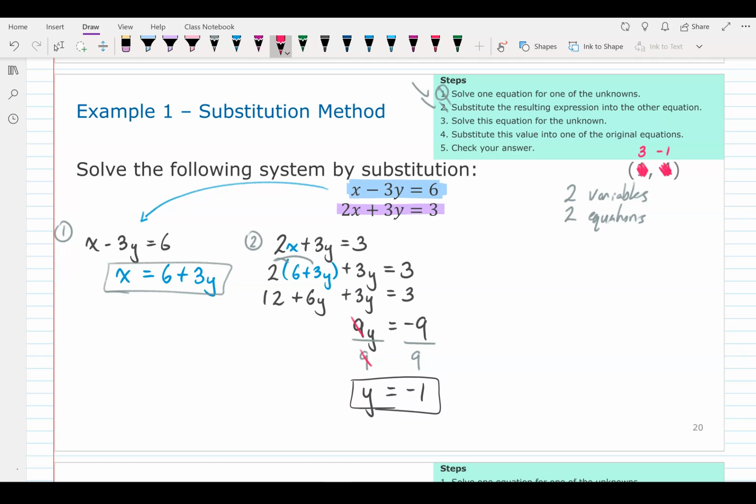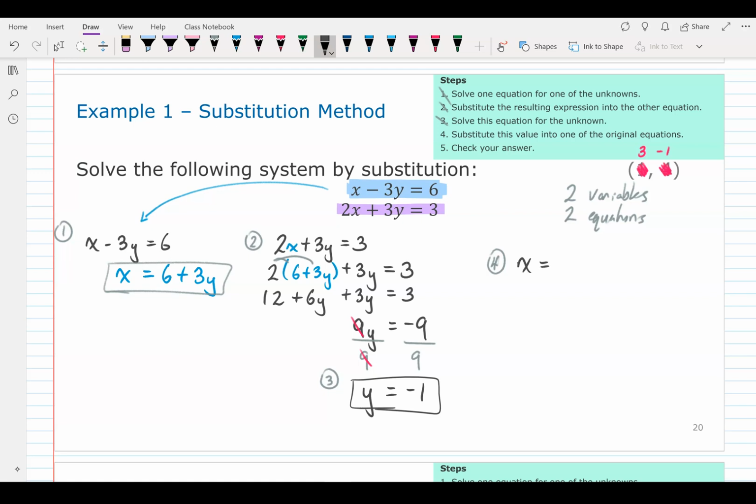So what do we do next? We substitute this value into one of the original equations. I can take this one, or I can take this one. It doesn't matter. Whichever one it seems like would be easier to get x out of. In fact, I'm not going to use either of these, even though it says the original equations. I'm going to use this one because x is already solved for. So why would I use the original equation? It is kind of the original equation, it's just been rearranged.